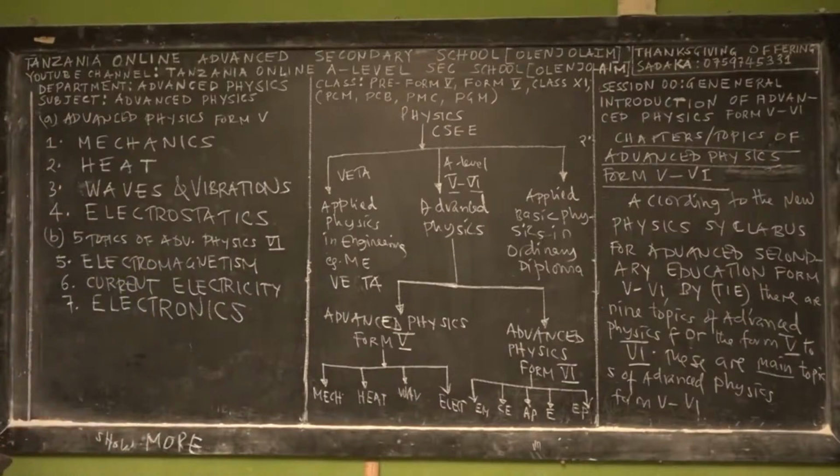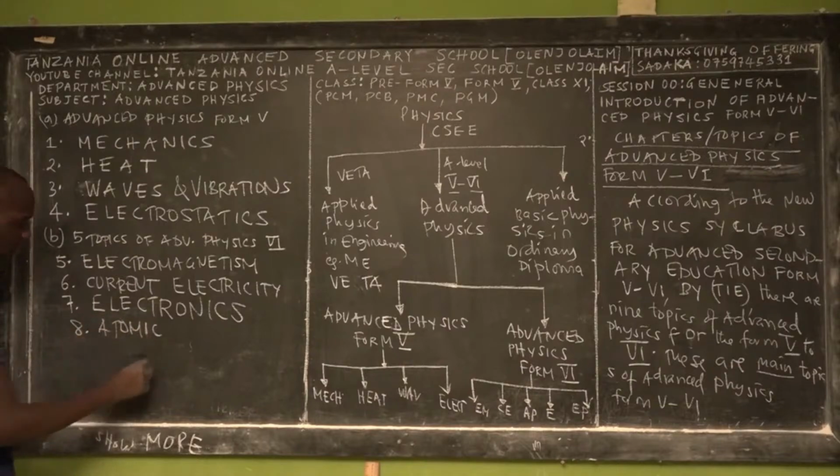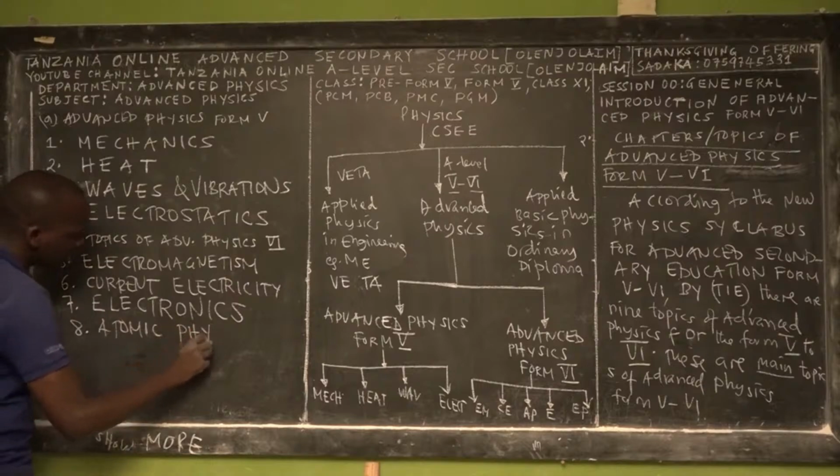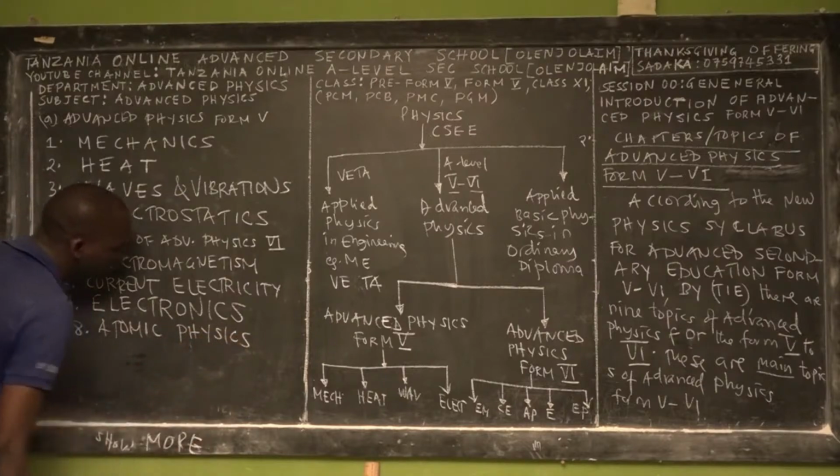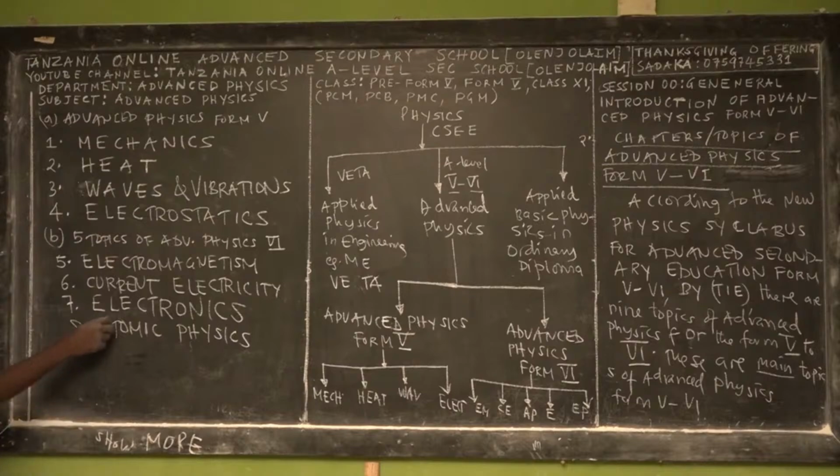Okay, the next topic, which is number 8 in this listing, will be atomic physics. Previously, during our time, we called this modern physics. But here, the syllabus calls it atomic physics, where we have 4 topics, and the relationship between atomic physics and general chemistry.